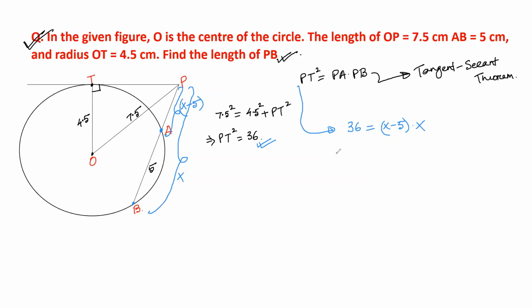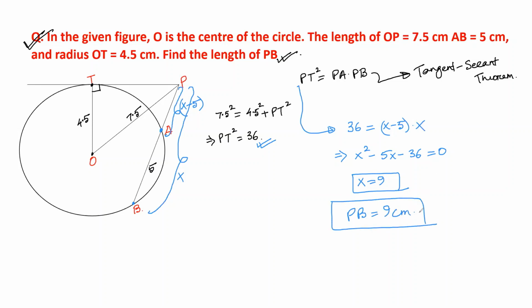Now, when we simplify this, we'd be getting a quadratic equation, which would be x square minus 5x minus 36 equal to 0. And when we solve this quadratic equation, we'd be getting the value of x to be 9. That is, the length of PB is 9 centimeters, which we are able to find simply by using the tangent secant theorem. So in this way, we can directly apply the tangent secant theorem to find such lengths.